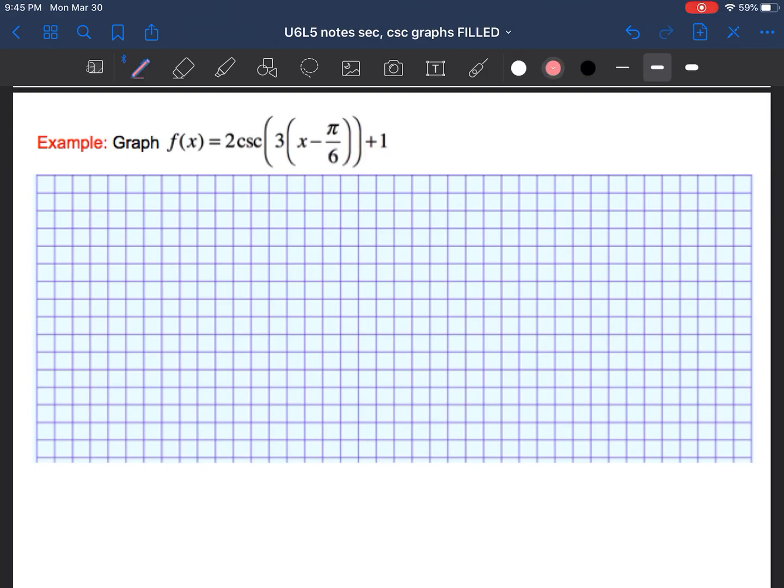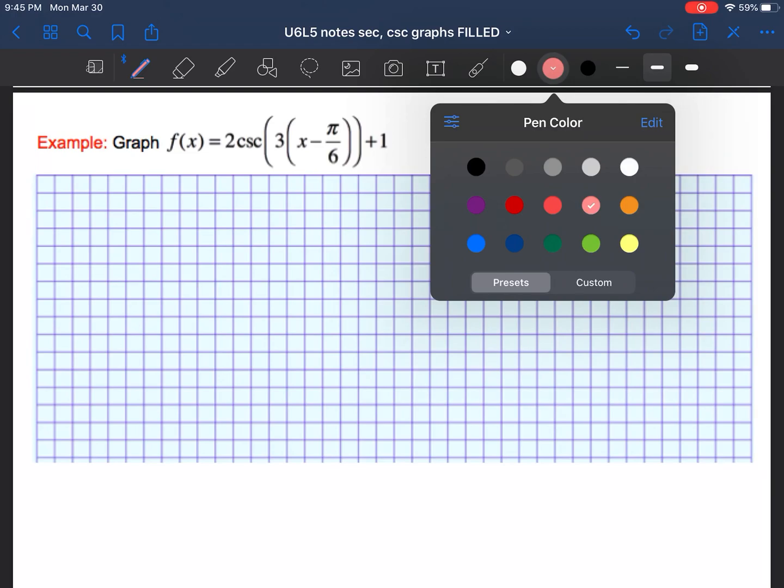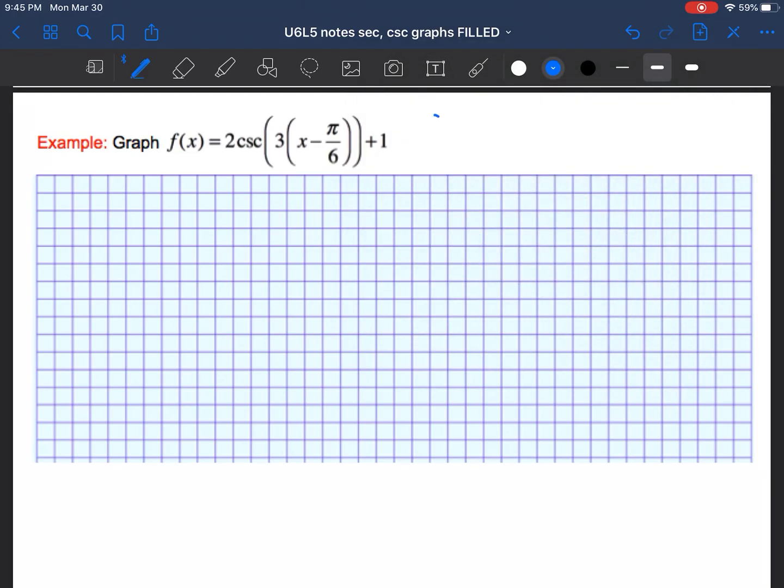And I really want to make, let's use this lighter blue, 2 cycles. This is really the same thing as f of x is equal to 2 times 1 over sine of (3x minus pi over 6), plus 1.